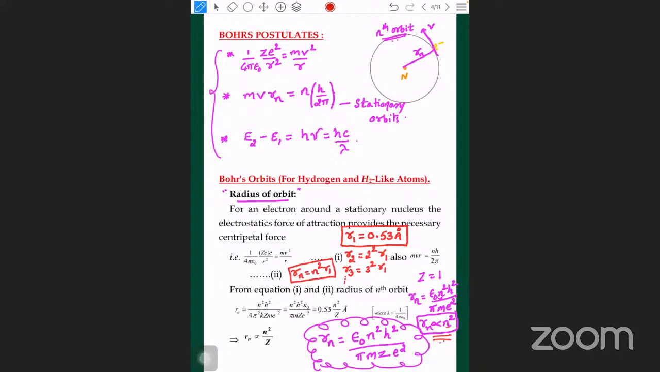So if you know the radius of the first orbit, you can find the radius in the nth orbit. The radius in the nth orbit is equal to n squared times R1. This is how you find the radius of the electron in the nth orbit of hydrogen and hydrogen-like atoms. Please remember the general formula: epsilon naught n squared h squared divided by pi m z e squared.